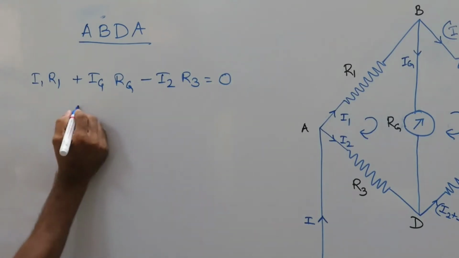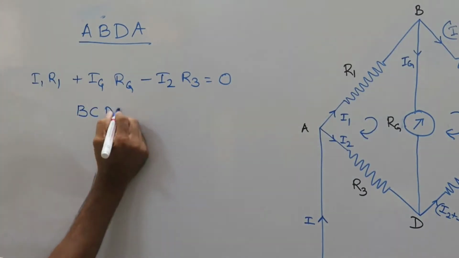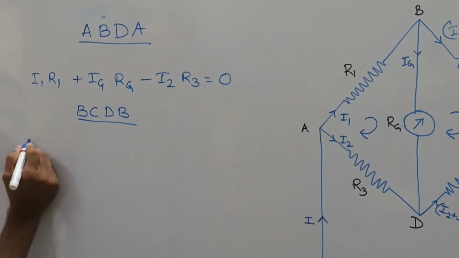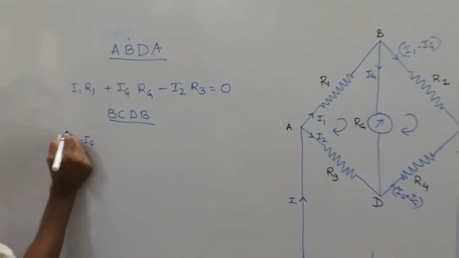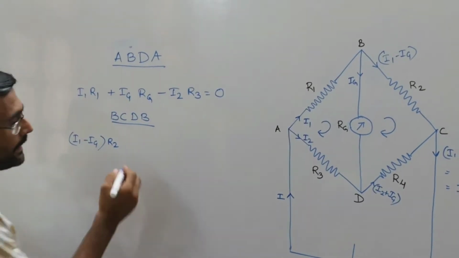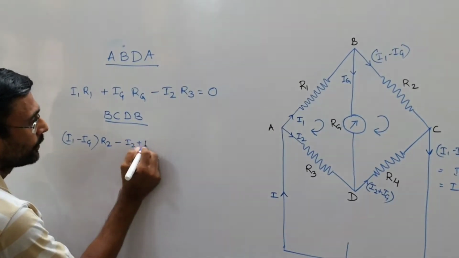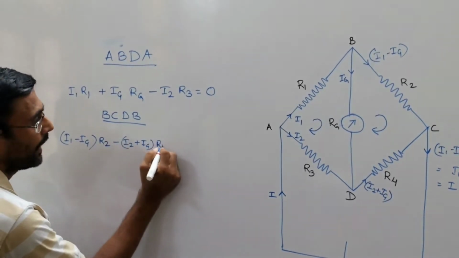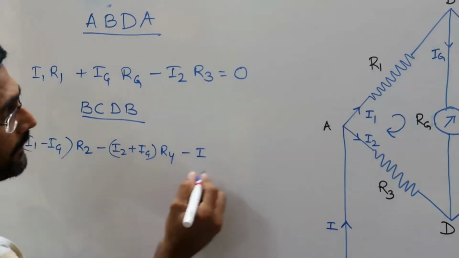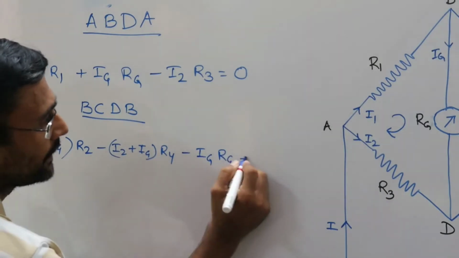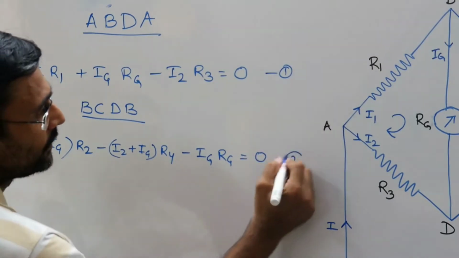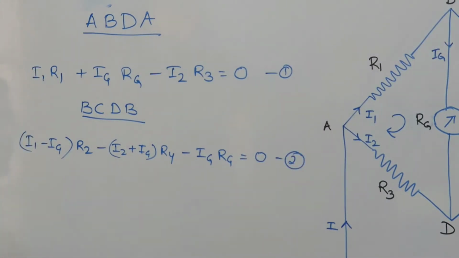For the closed loop B, C, D, B, the current is in the same direction along BC, so the equation will be plus I1 minus Ig into R2. Along CD, it will be minus I2 plus Ig into R4, and along DB, again the current is in reverse direction, so I will write down minus Ig into Rg, that is equal to 0. So by using Kirchhoff's second law, we will get the two equations, equation 1 and 2 over here, using the closed loops.